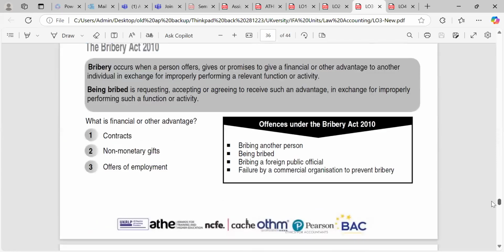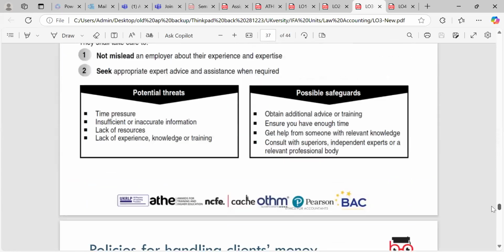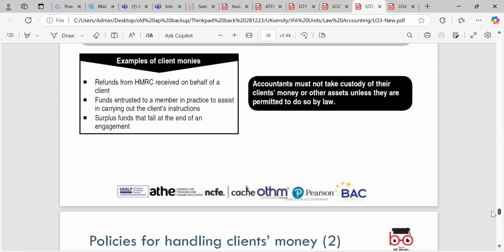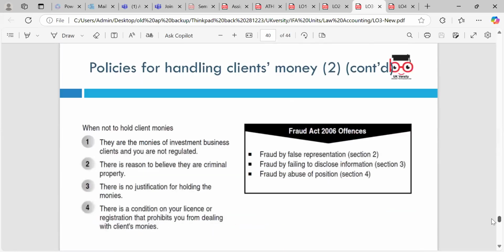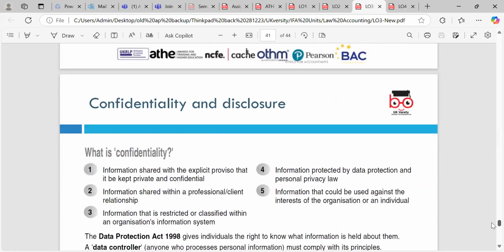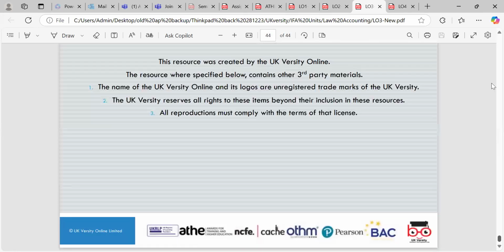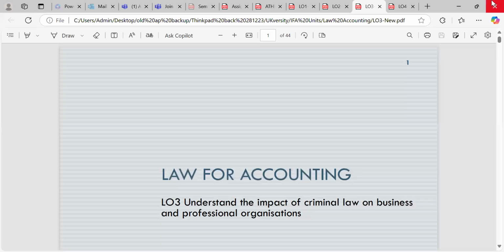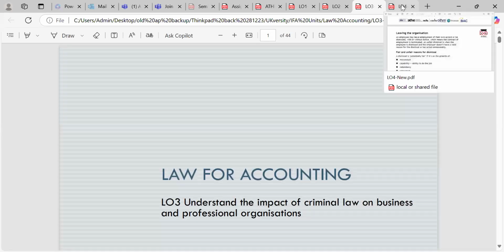Managing professional independence, and we discussed bribery. If you've been bribed, you give money to a foreign national or office for the sake of your own benefit, is confidentiality and disclosure. So all these legislations we discussed in lesson 3.